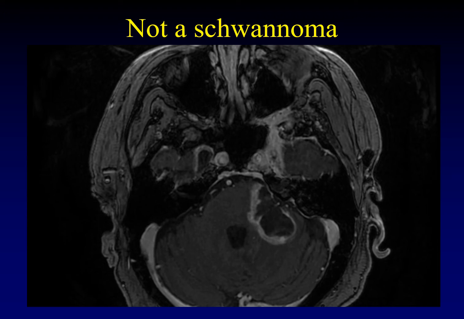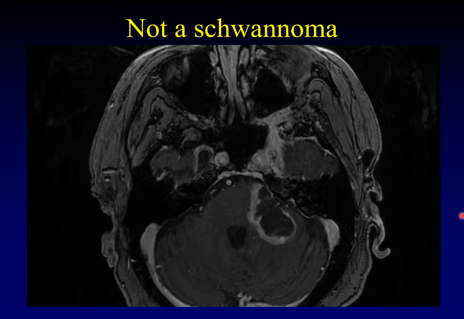This lesion looks very much like the trigeminal schwannoma that I just showed you. You can see the enhancement in Meckel's cave along V2 here. It's gotten all the way out to the pterygopalatine fossa, and you can see it extending back along the expected course of the trunk of the fifth cranial nerve, and it's got some non-enhancing and some enhancing areas.